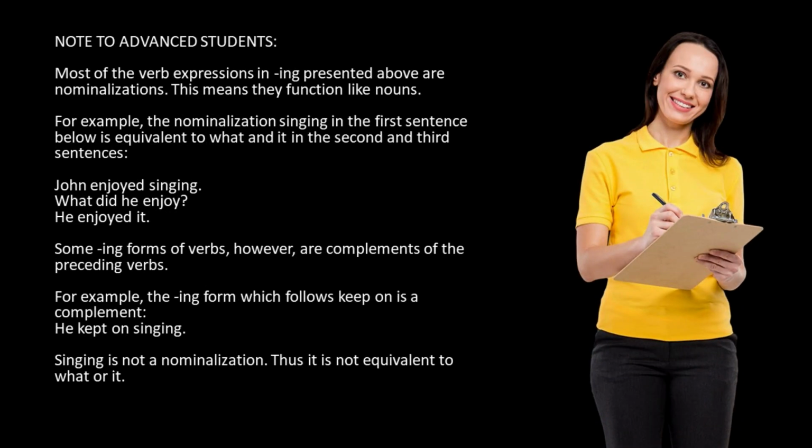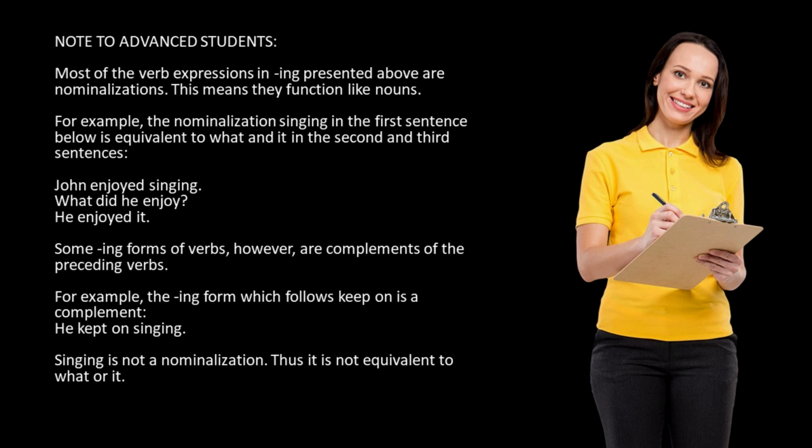Most of the verb expressions in -ing presented are nominalizations. This means they function like nouns. For example, the nominalization singing in the first sentence below is equivalent to what and it in the second and third sentences. John enjoyed singing. What did he enjoy? He enjoyed it.